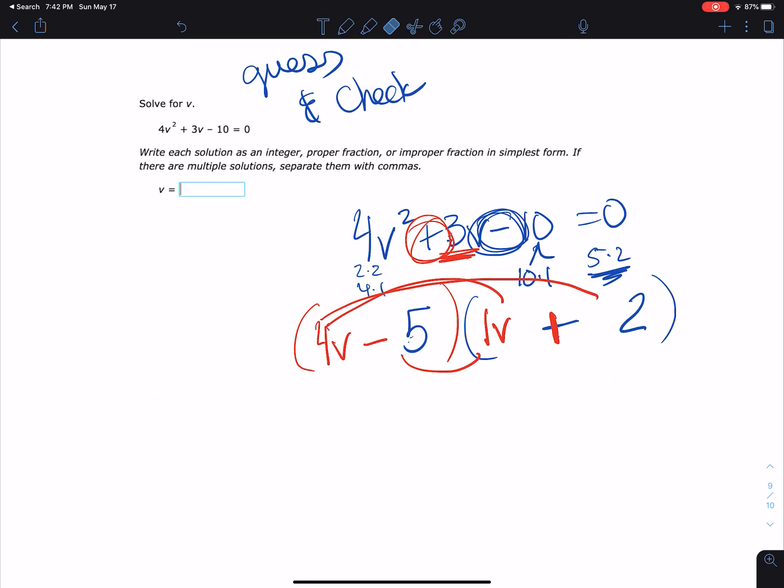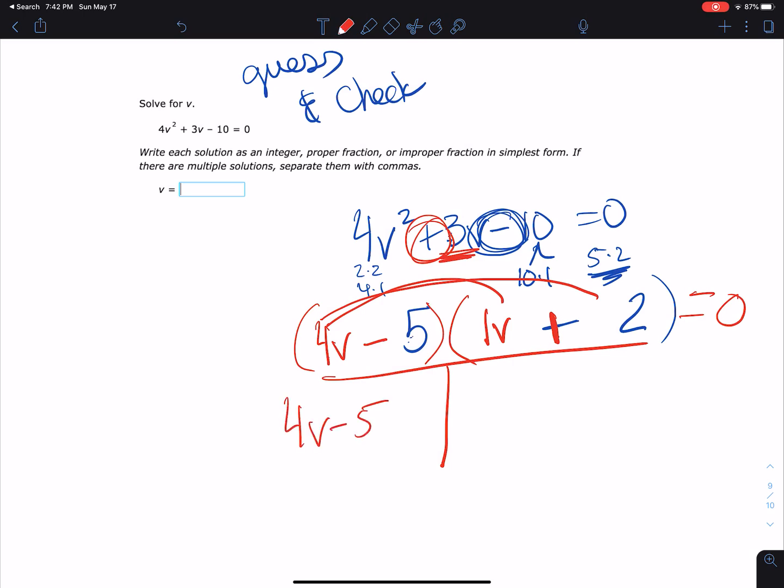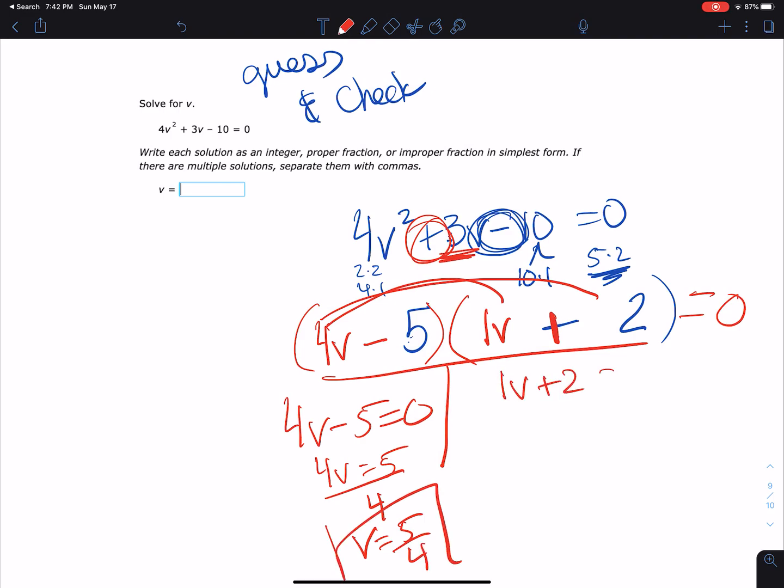Okay, so now we take our factored problem and we go ahead and solve. Oop, this should say equals 0. So I'm going to say 4v minus 5 is 0. So 4v equals 5. I'm going to divide by 4. v equals 5/4. And then I would have 1v plus 2 equals 0, minus 2, so v equals negative 2. So those are my two answers, negative 2 and 5/4.